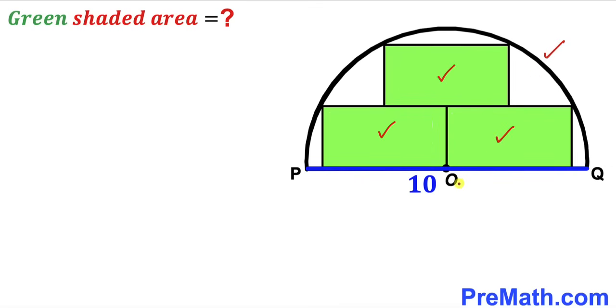In this video, we have three identical green shaded rectangles fully inscribed in a semicircle with center O, as you can see in the given diagram, such that PQ is the diameter of this semicircle, and the diameter is 10 units. Our task is to calculate the area of the green shaded region, in other words, the combined area of all three green shaded rectangles.